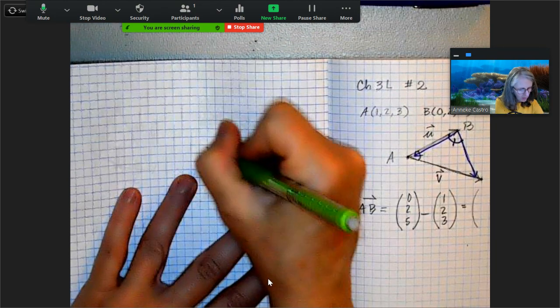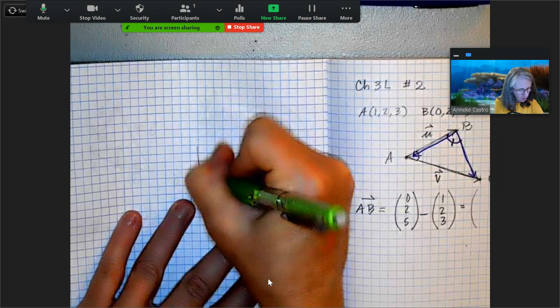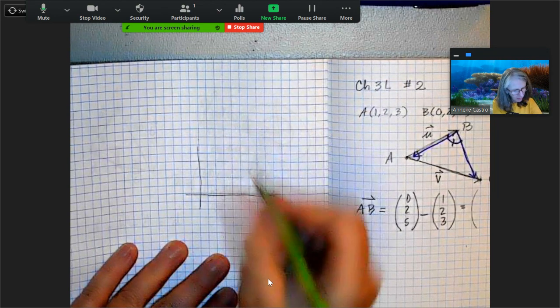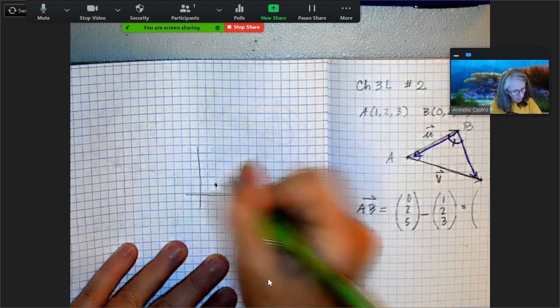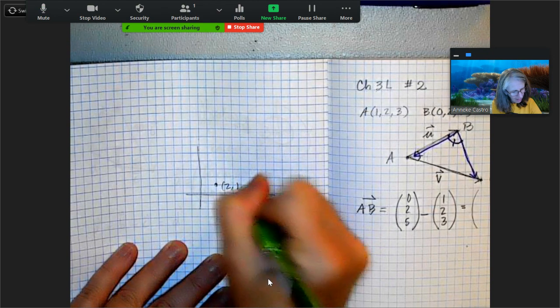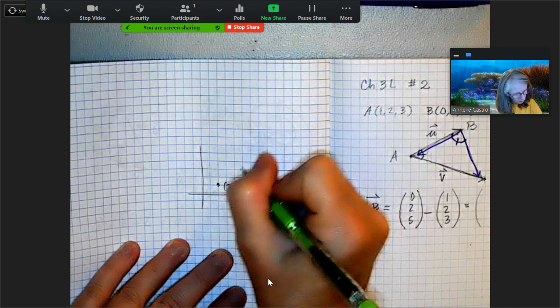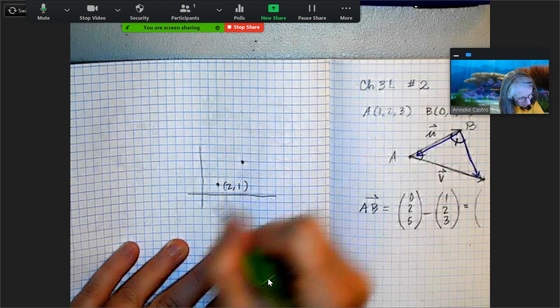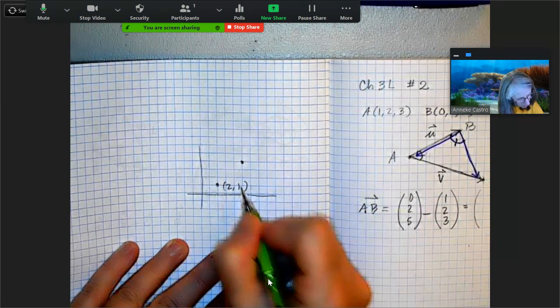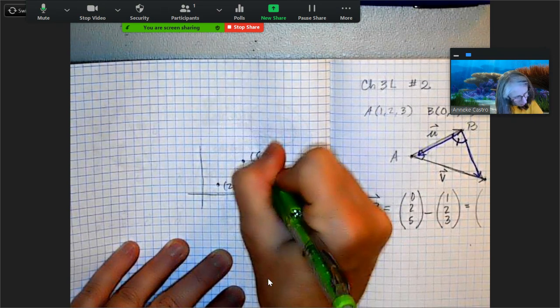So I'm always forgetting how to do things. If I were to just randomly pick some points, say this one is 2, 1, and then I put another point right here, which would be 1, 2, 3, 4, 5, 1, 2, 3, 4. So that was 5, 4.